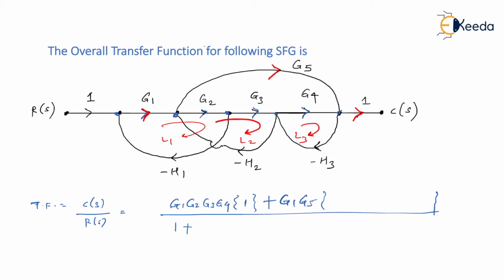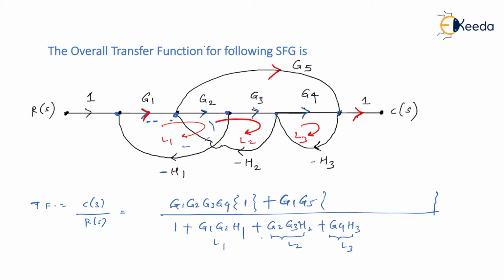The value of L1 is, as you can see, G1, G2, H1. Don't even think now about this negative H1, because you know how ultimately it has become positive, plus L2. So let me write for reference. This is L1. The value of L2 is G2, G3, H2. So this is your L2. Let me write the final loop, that is L3, which is nothing but G4 times H3. So this is your L3.